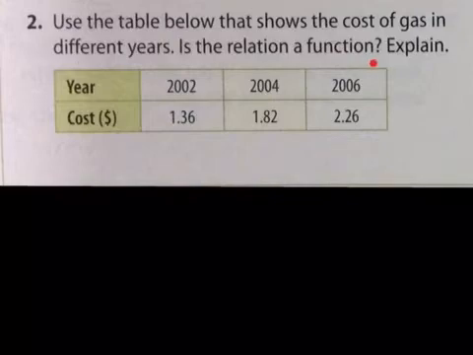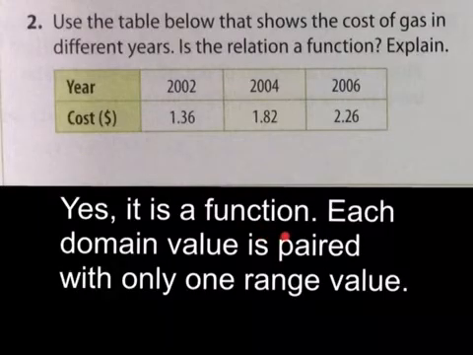Is the relationship a function? Okay, so we have the year that we choose. This is our domain. We have 1, 2, and 3 different domains, and 1, 2, and 3 different ranges, and they're each paired up with exactly 1. So it fills in our definition. It follows our definition. So yes, it is a function. Each domain value is paired with only one range value.